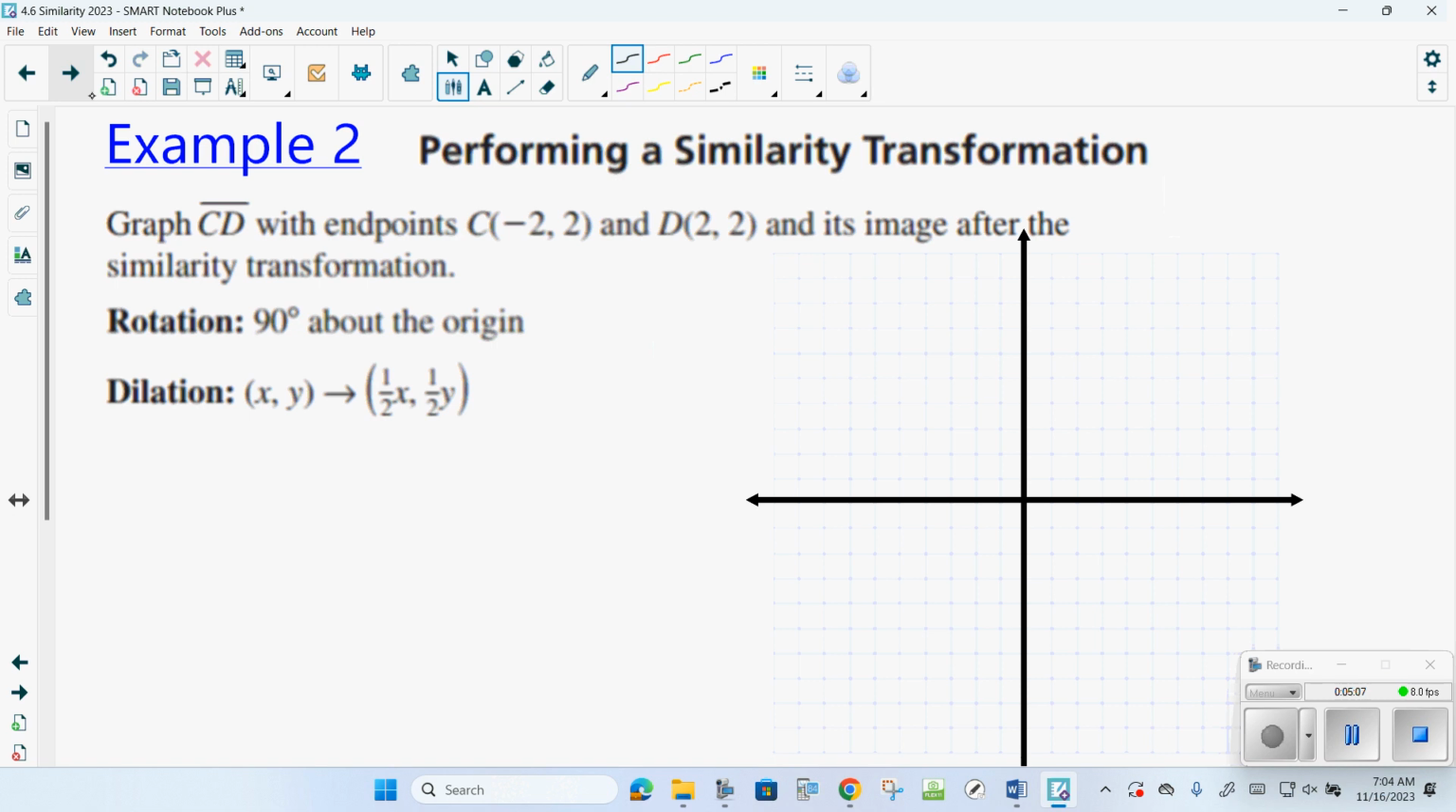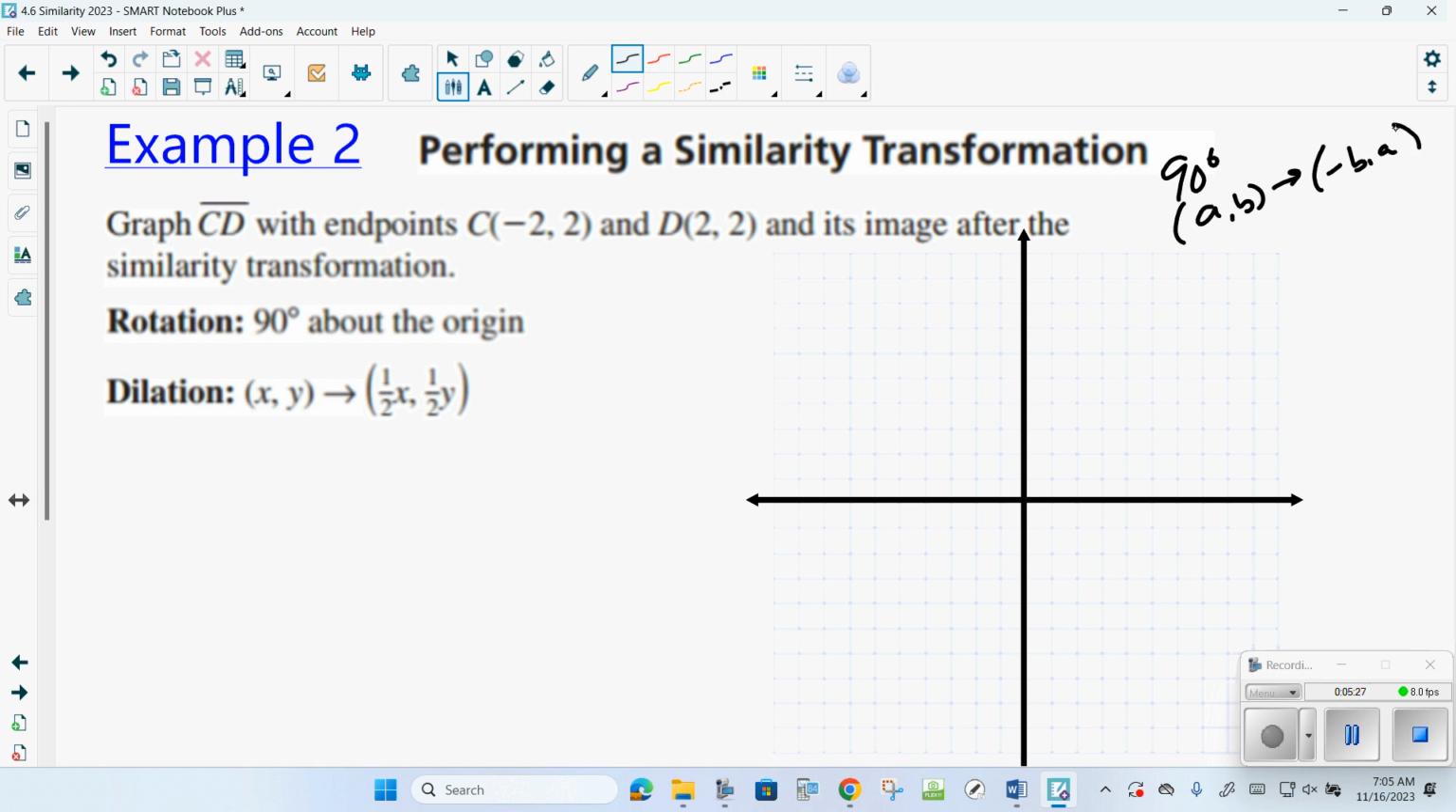Now, you may want to use the rule. I think that's the easiest way to do rotation. So the rule for 90 degrees, and I'm going to write that off to the side here. The rule for 90 degrees is if I have a point (a, b), then it would become the point (-b, a).